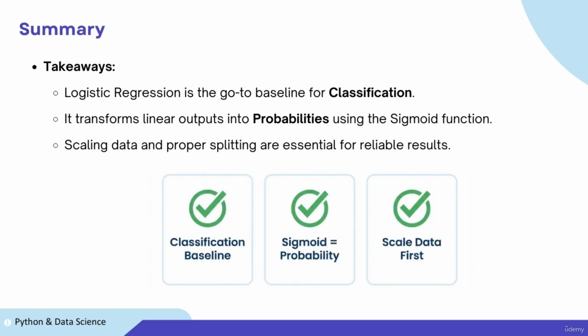To summarize, logistic regression is the industry baseline for classification problems. It transforms linear outputs into probabilities using the sigmoid function. And remember, for this algorithm to work reliably, scaling your data and creating a proper train-test split are absolutely essential.